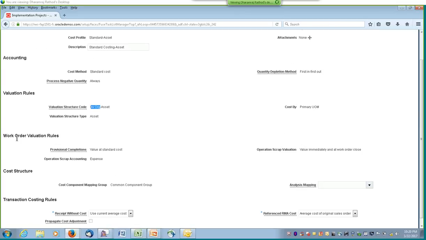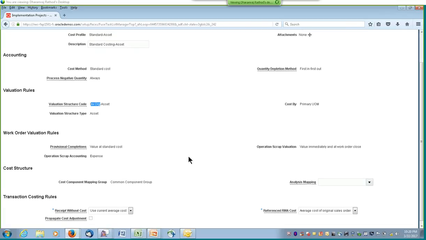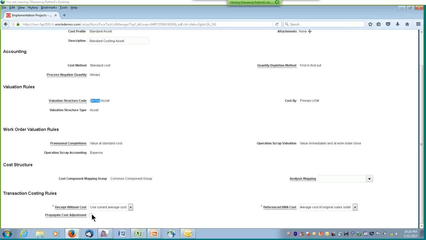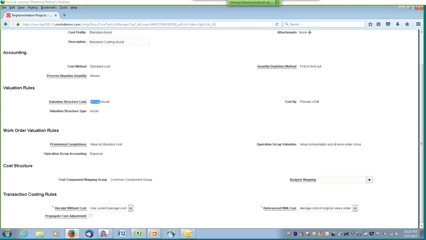You have got certain setups which are in context of work order. Tomorrow, day after tomorrow, I will talk about all of this setup. Don't worry about it. And propagate cost adjustment. This is one of the checkboxes here under the cost profile. If there are any retroactive changes, any pricing changes, where certain costs have changed, and you want to propagate those changes all the way through the final transactions, it could be work order, it could be sales order for that matter, we propagate it and readjust it if you say propagate.